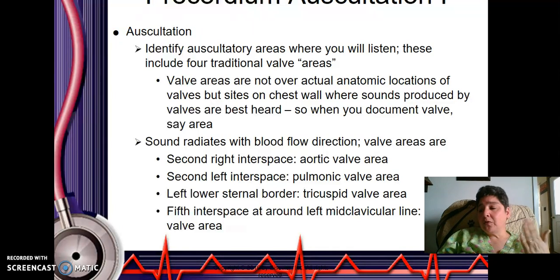Also, if you look on page 480, there's a fifth area that we listen to, and that's called Erb's area. You'll see that that place is usually in the third intercostal space, just to the left of the sternal border.